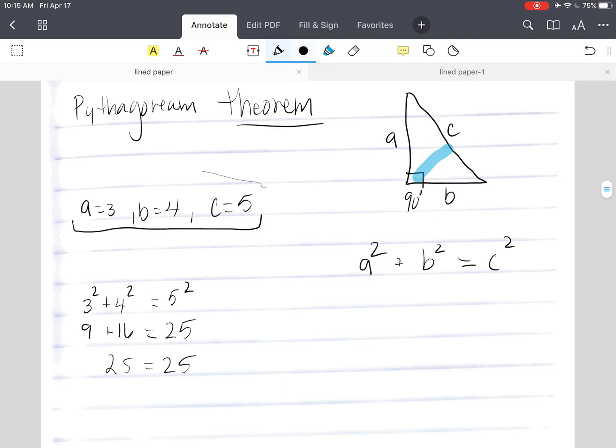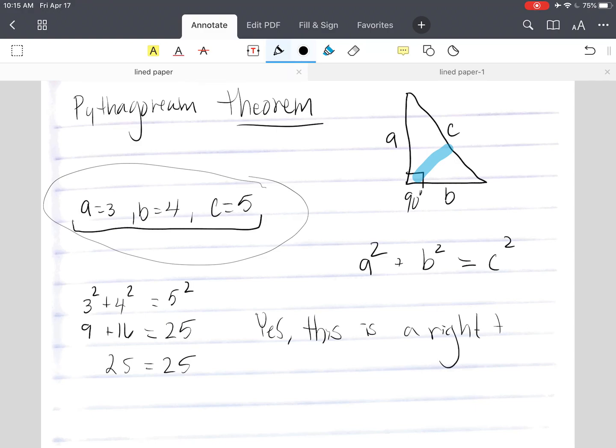Does that mean a triangle with side lengths 3, 4, and 5 is a right triangle? Yes. This is a right triangle.